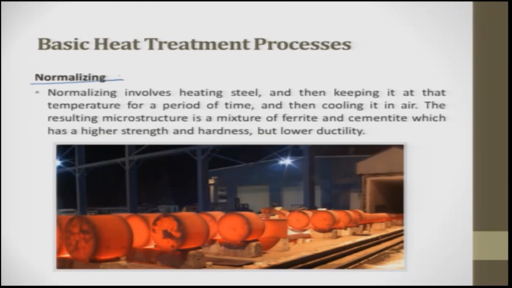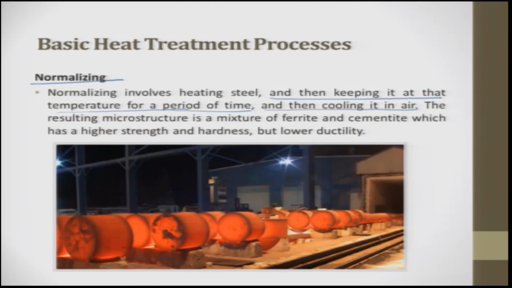Normalizing involves heating steel. Here I have taken only an example of steel. You can also try this with copper, aluminum, anything. For everything there is a heat treatment cycle, you have to watch out for it and then start doing it. I am walking through only steel because steel is predominantly used material for primary structure, load bearing areas. Then keep it at a temperature for a period of time and then cool it in air.